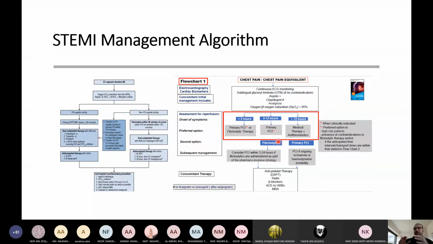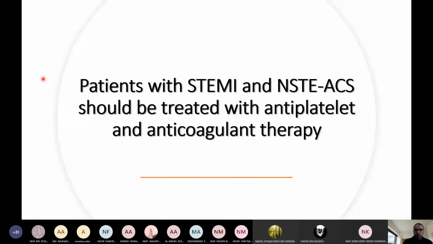And of course, it has some relation. Sometimes the primary PCI, and then you can offer fibrinolytic, and sometimes the PCI also can be offered. And after this has been managed, of course, the list of the concomitant therapy, dual antiplatelet therapy, statin, beta blocker, and the mineralocorticoid antagonist has to be offered. So I prefer this one. For me, it is more clear, but this one, because of the national CPG, I just wanted to highlight it. Okay, brothers and sisters?